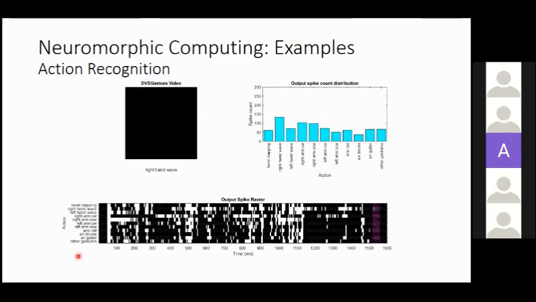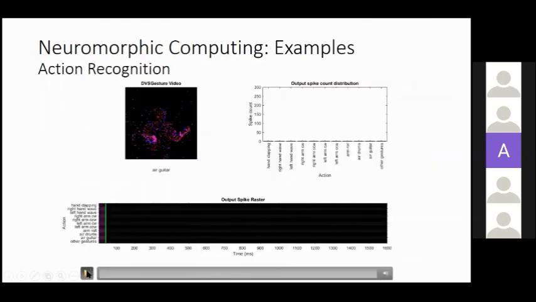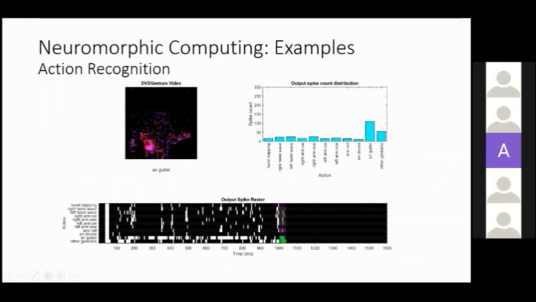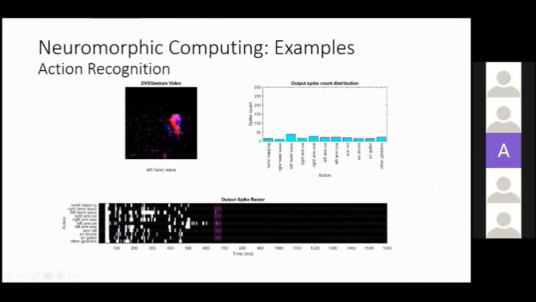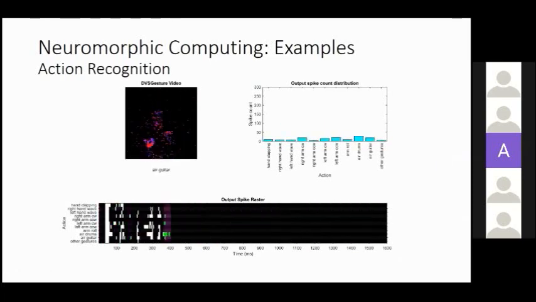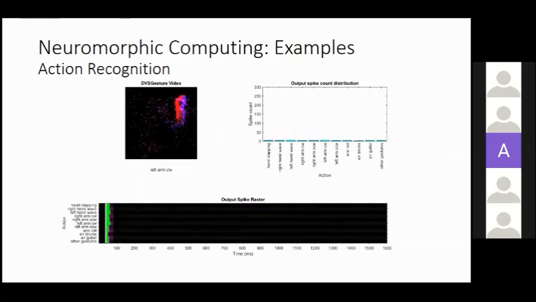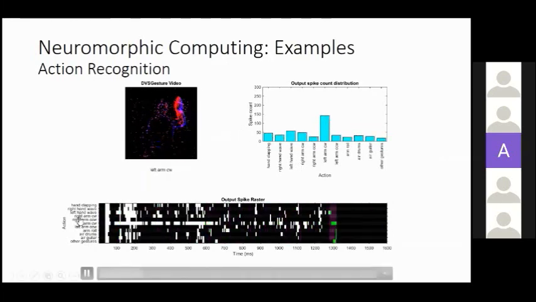Let me replay this again. One by one, you process the pixels and you get a numeric number at the output, and based on that you try and classify, right? That's different in spiking neural networks.